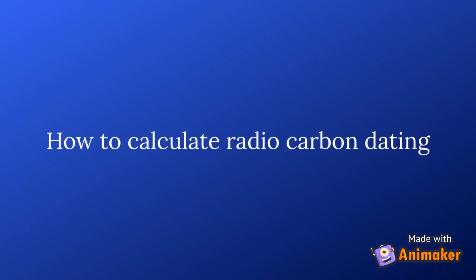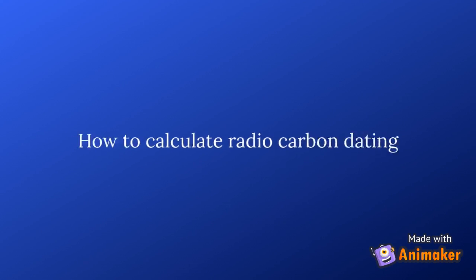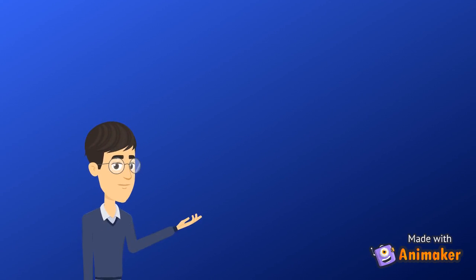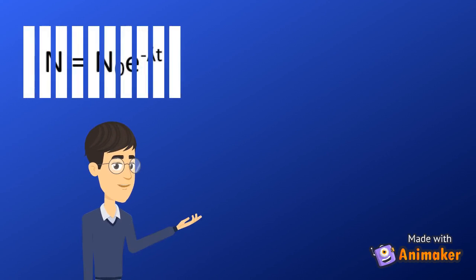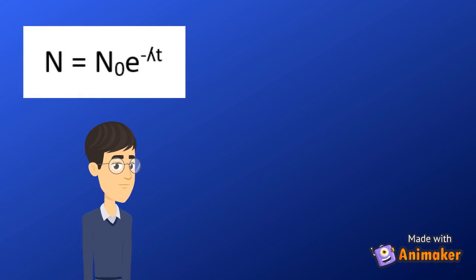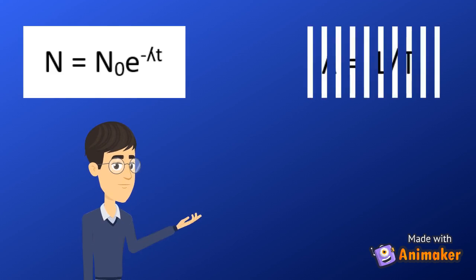How to calculate radiocarbon dating? Radiocarbon dating can be calculated by using the equation N = N0 e^(-λt), where N is the number of atoms at time t, N0 is the number of atoms of the isotope in the original sample, λ is the constant depending on the isotope, and t is the time period. The constant λ is the reciprocal of the mean life.